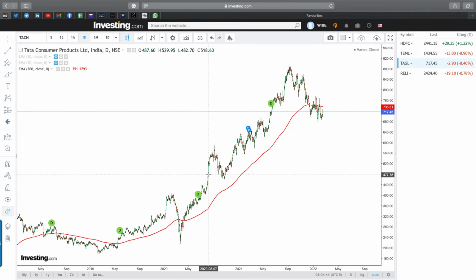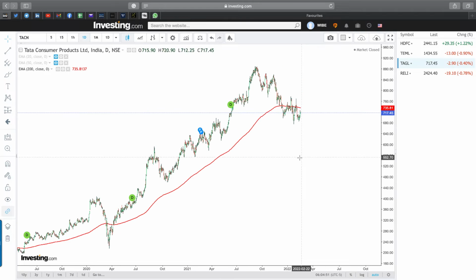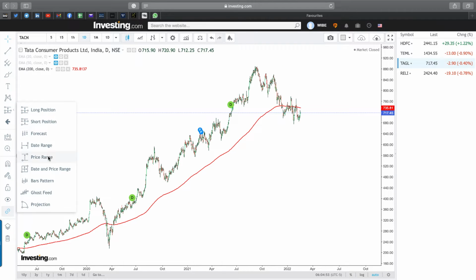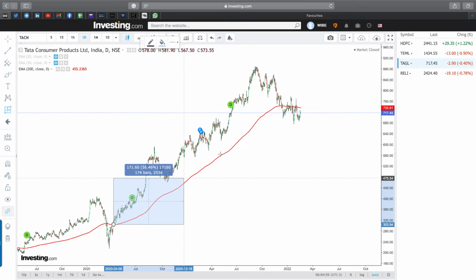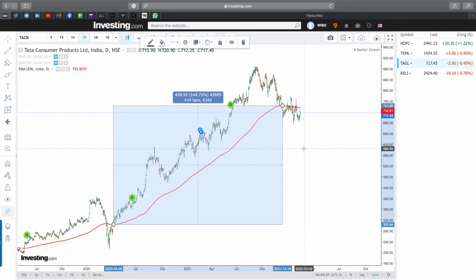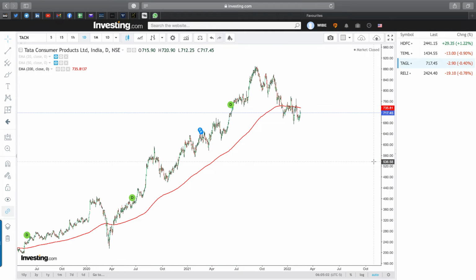So in general, if you can see, after the 2020 COVID crash, if you would have bought the stock here, assuming the company is good, there could be lots of ups and downs. But till here, if you would not have sold the stock, it's a good thing, right? You would have probably made from here to here at least 144%, right? In kind of 1.5 years or so, which is too good.